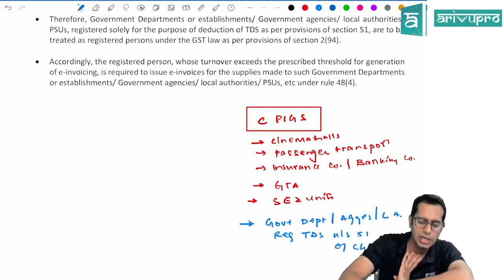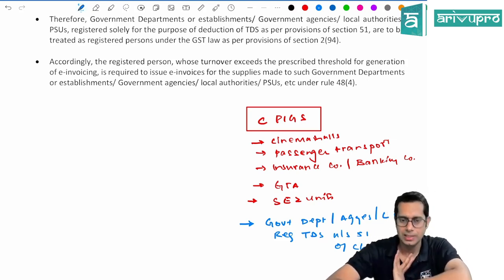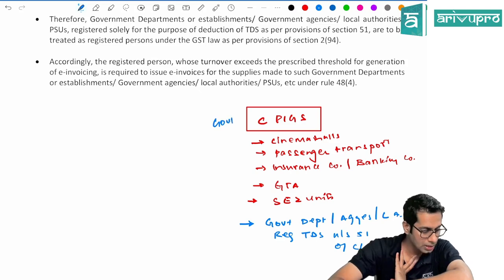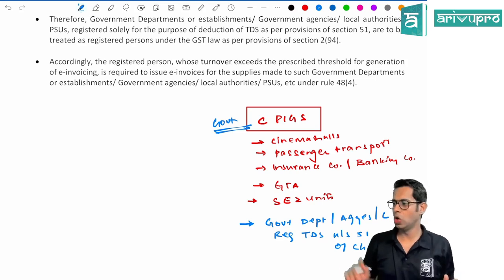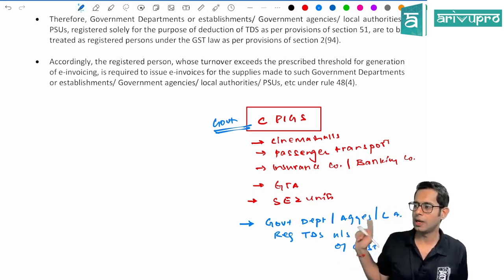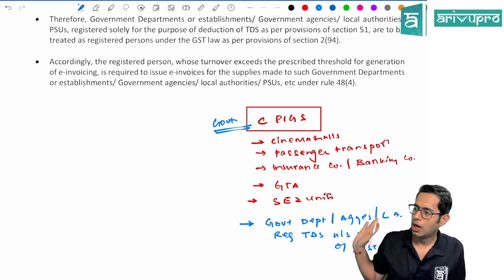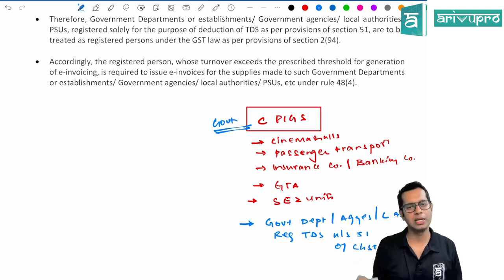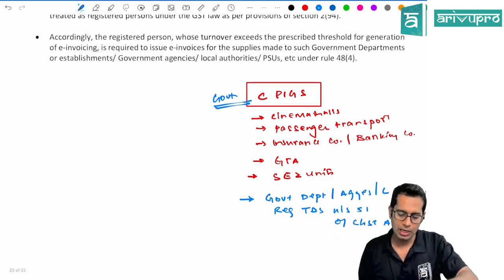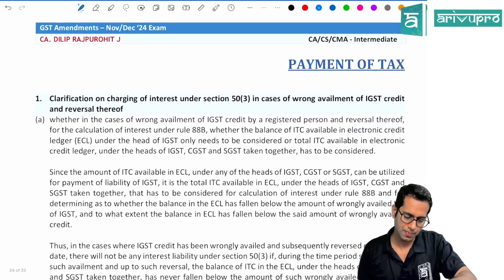So now this memory technique is changed from CPICs to government CPICs. One more person added over here is government departments, government agencies or local authorities who have taken registration solely for the purpose of deducting taxes under section 51; they need not follow the invoicing provision.